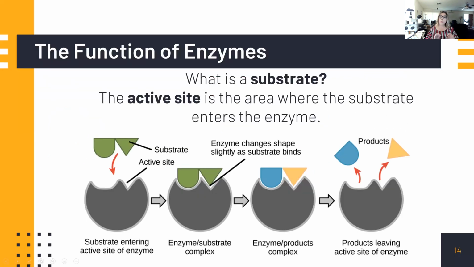Okay, now remember that in my example, lactose would be the substrate. If you think about writing out a chemical reaction, the substrate is the reactant, right? It goes on the left side of the equation. Now the substrate fits into the active site. Now what it says here is the enzyme changes shape slightly as the substrate binds. All that means is that the enzyme tightens around that substrate. So why does that happen? How does an enzyme lower activation energy? Well, let's go on to the next slide.